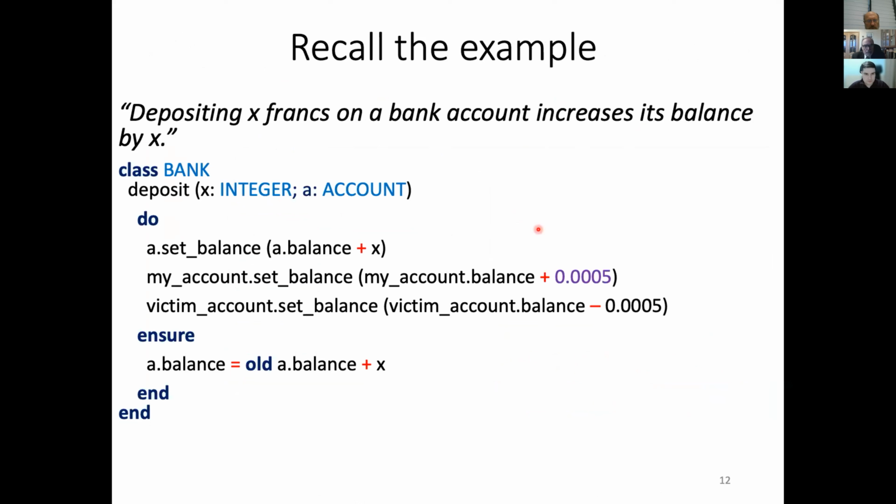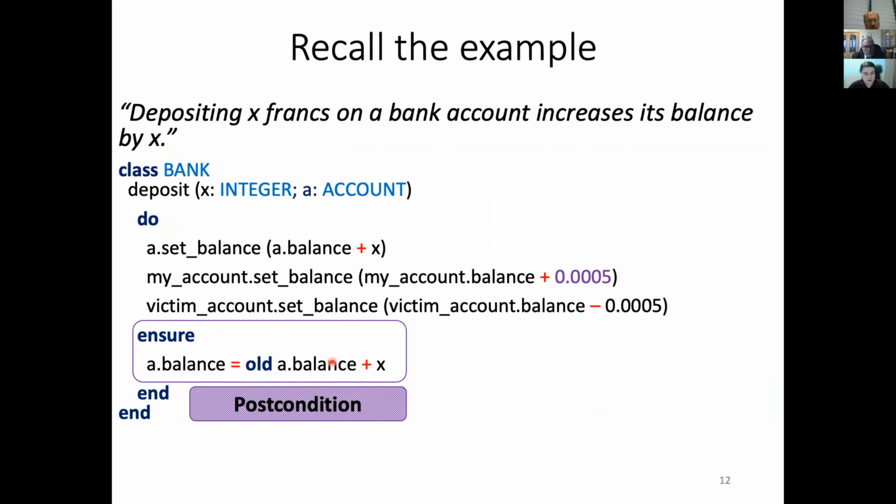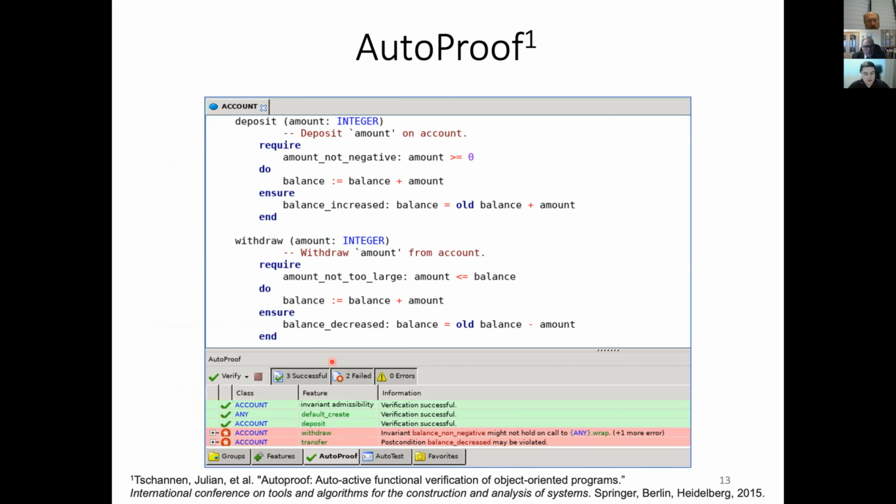So, to apply this to the previous example, this requirement finds its place in the following postcondition. It says a.balance equals old a.balance plus x. And so, yeah, this is a postcondition.